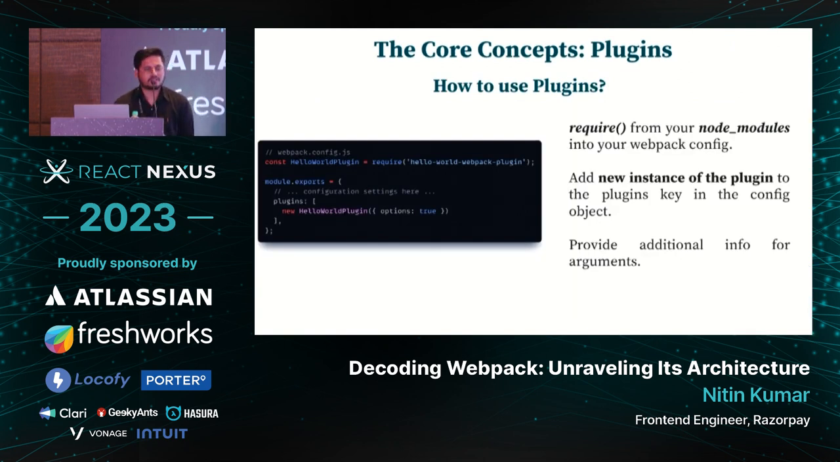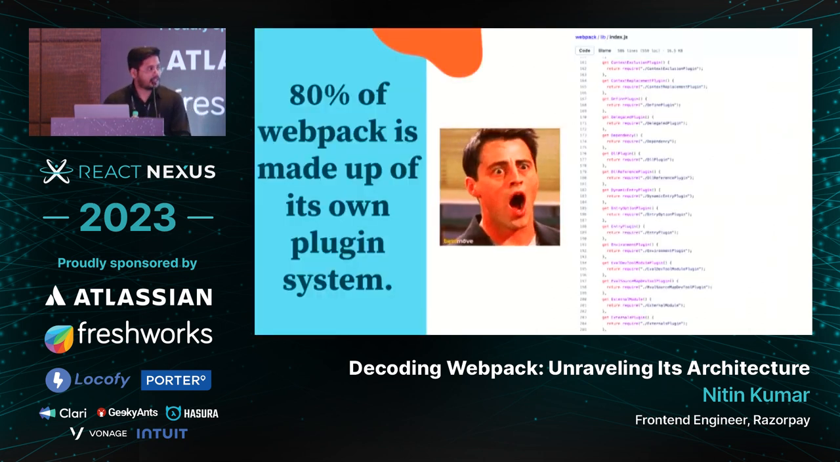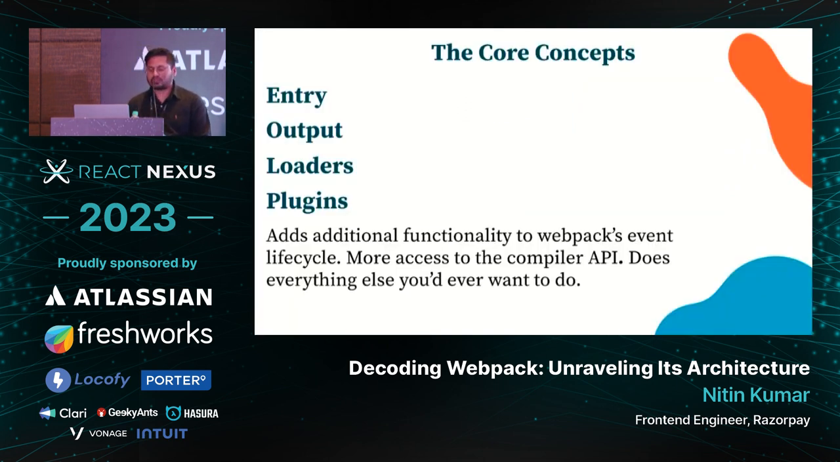So how do we use plugins? To use plugins, you just require it from your node modules and add a new instance of the plugin to the plugins array of your configuration. You can also pass additional arguments to the plugin if required. Did you know that 80% of Webpack is made up of its own plugin system? Basically, Webpack is nothing but plugins. Once you understand plugins, you will understand how Webpack works. Plugins add additional functionality to Webpack's event lifecycle.